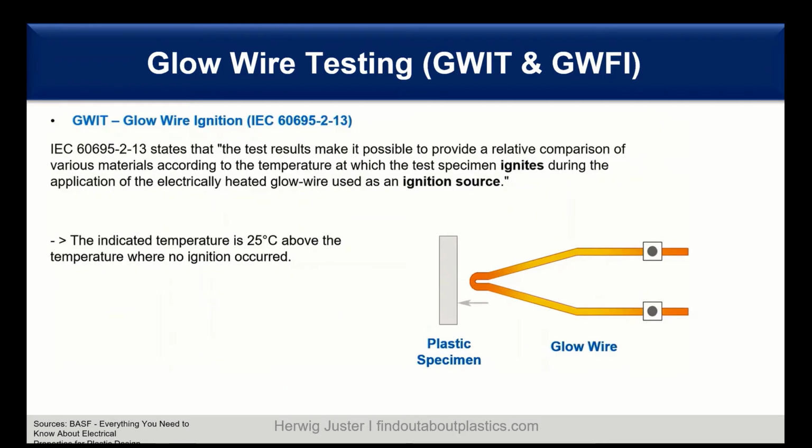Then we have the glow wire ignition test. So it is similar. So we have again plastic specimen, the glow wire. However, it's not 30 seconds, it's only 5 seconds. And the indicated temperature is 25 degrees above the temperature where no ignition occurred. So this is the main difference.